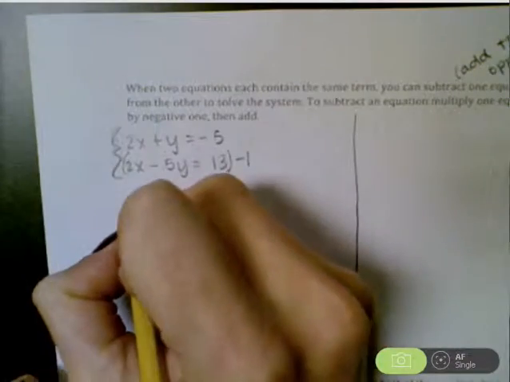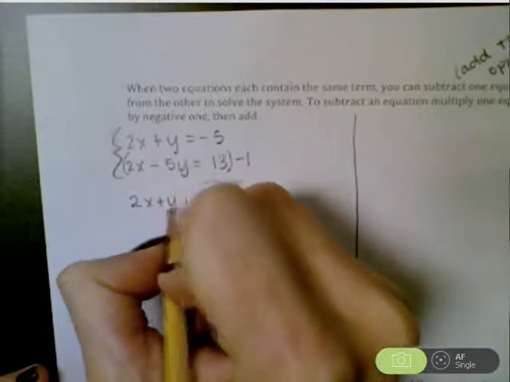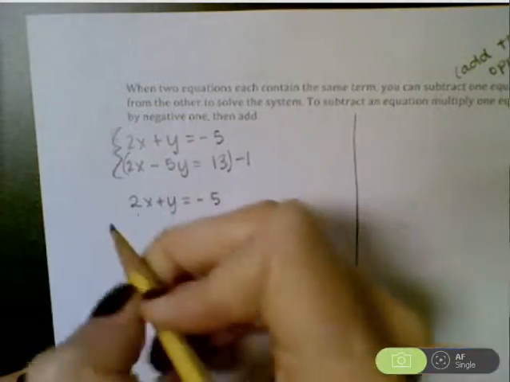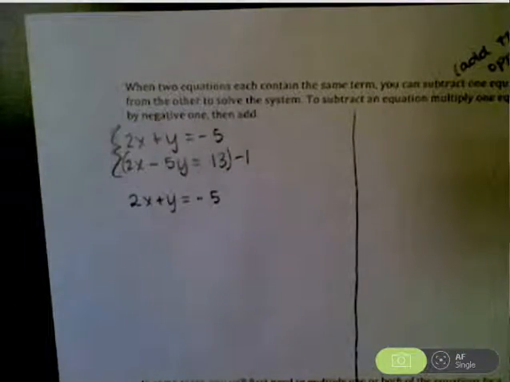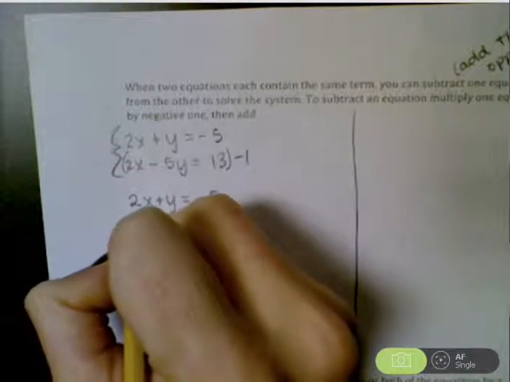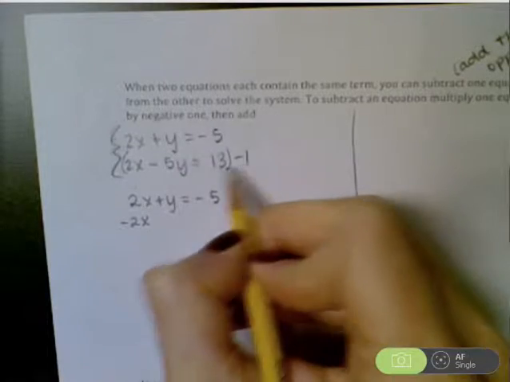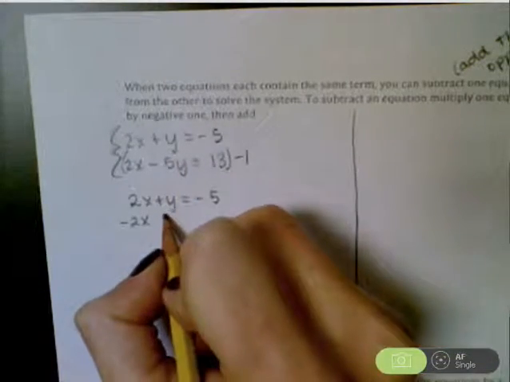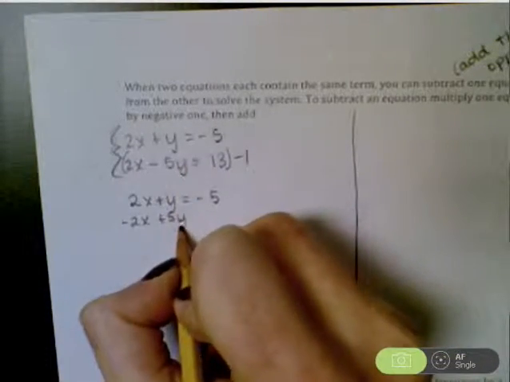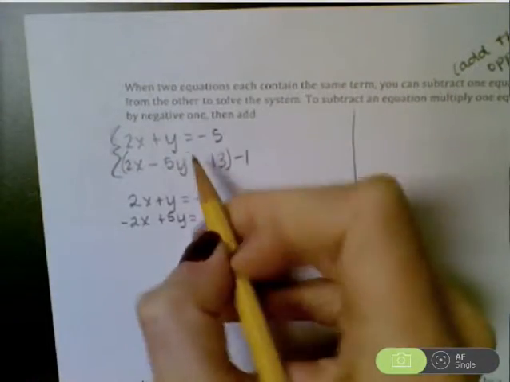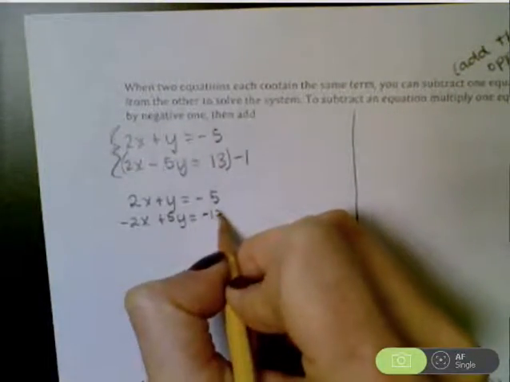So the first equation is going to stay the exact same, but the second equation is going to be opposite because you're multiplying it by negative 1. So negative 1 times 2x would be negative 2x. Negative 1 times negative 5y would be positive 5y. And negative 1 times 13 would be negative 13.